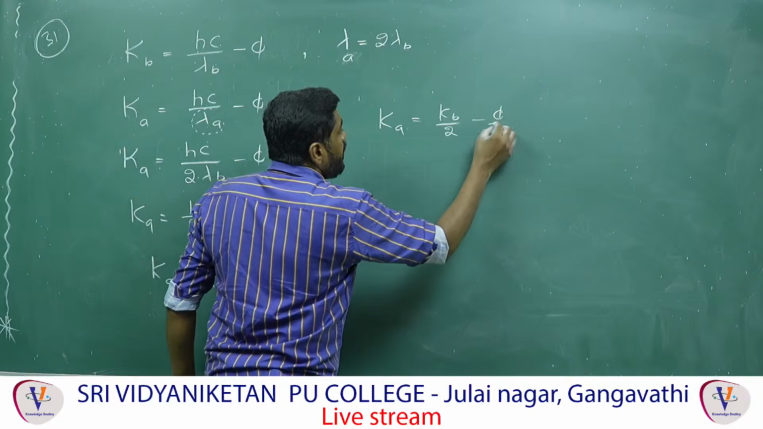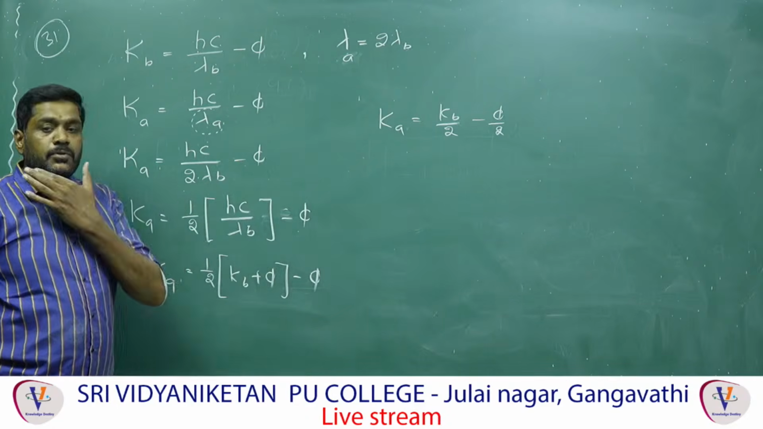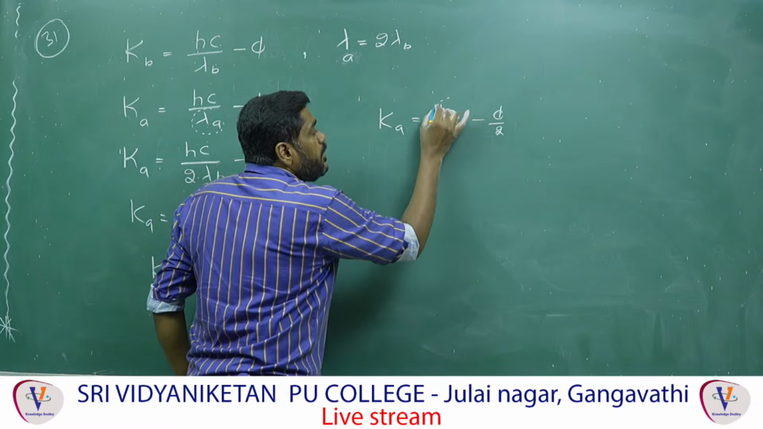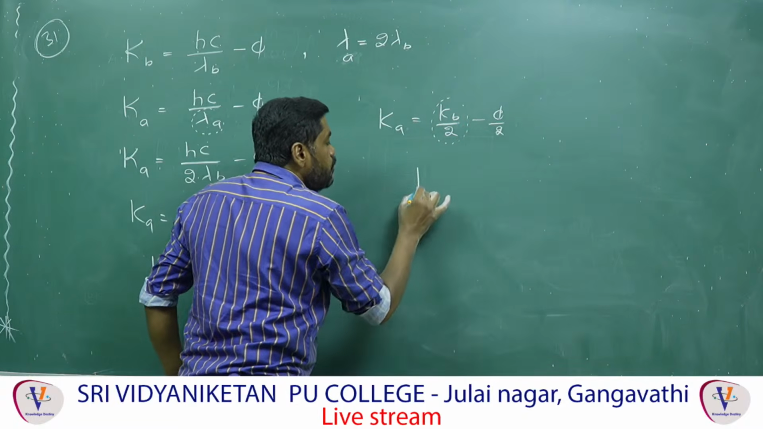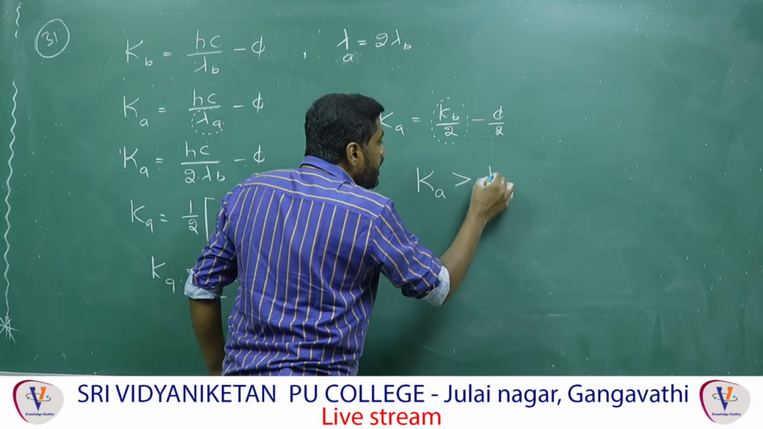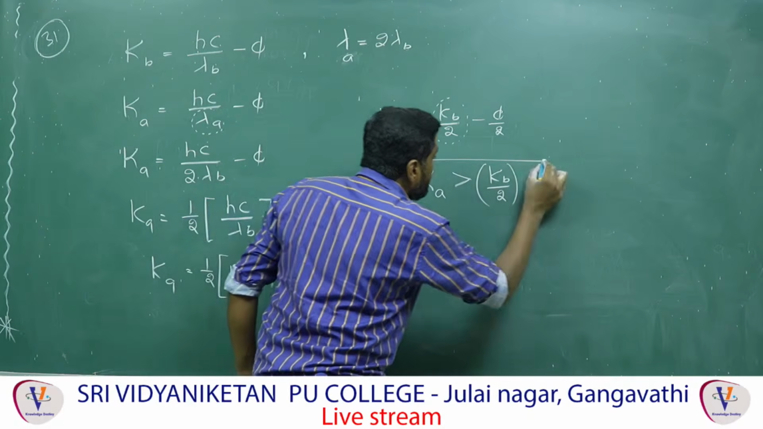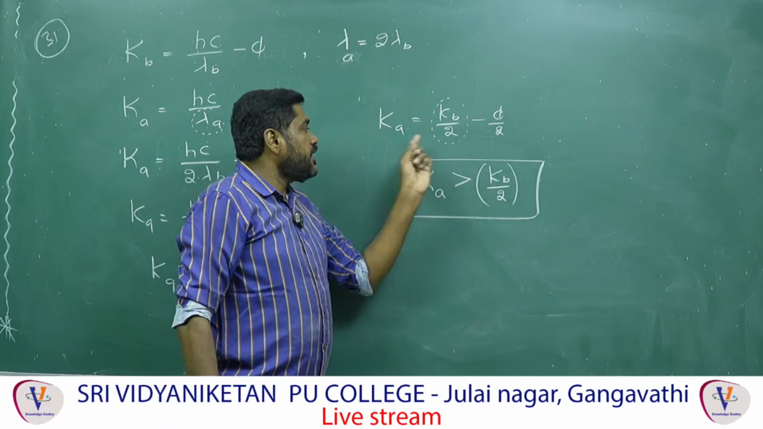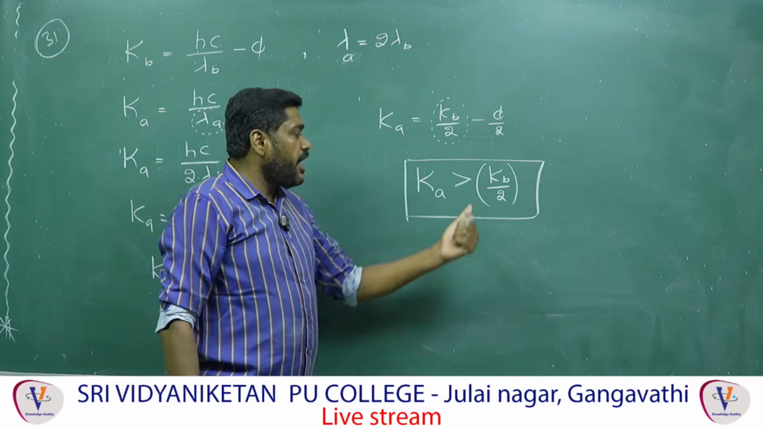minus pi by 2. Right, now this is the 1 by 2. Therefore, ka is equal to kb by 2 minus pi by 2. And you see, from the kb by 2, you are deleting something. Means what? So the kinetic energy of A is greater than, so half of the kinetic energy of the B. Therefore, this is the correct one. If it is a plus, kb by 2 plus pi by 2, the kinetic energy of A is greater than half of the kinetic energy of the B.